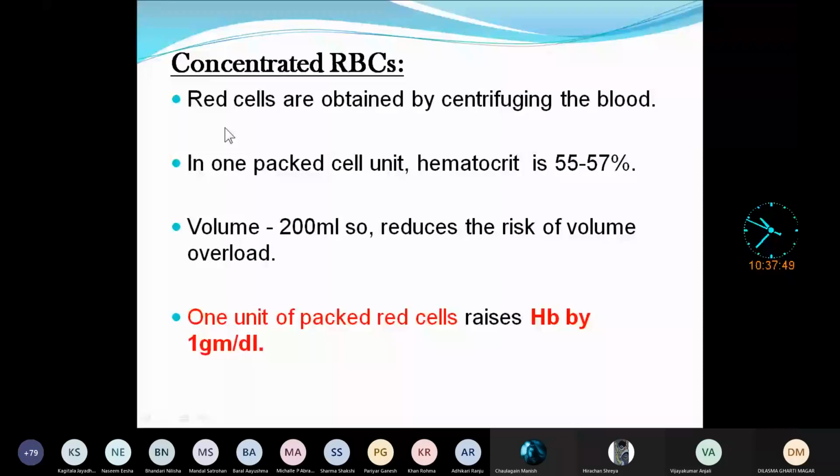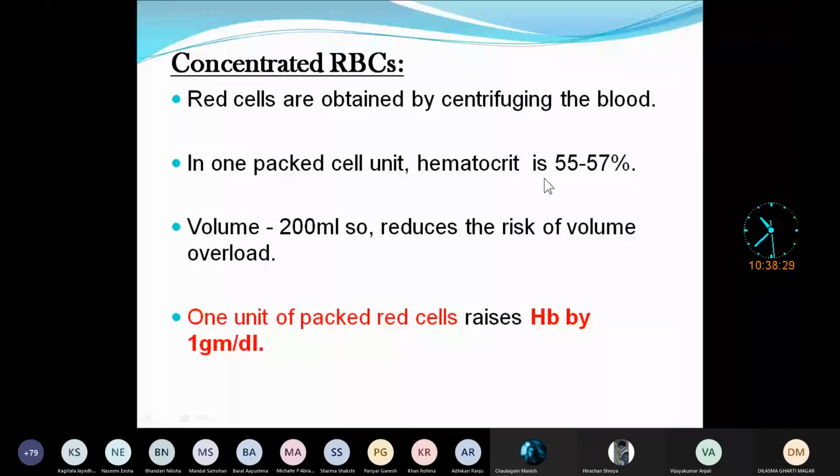Now here in one packed cell unit, hematocrit is 55 to 57%. Do you know what you mean by hematocrit? Packed volume. Usually, suppose the hemoglobin is 7, the hematocrit level will be, it is the packed cell volume, isn't it? So PCV or the hematocrit is the same thing. It is 3 times more, isn't it? So in case of one packed cell unit, the hematocrit will be 55 to 57%. Understood here?